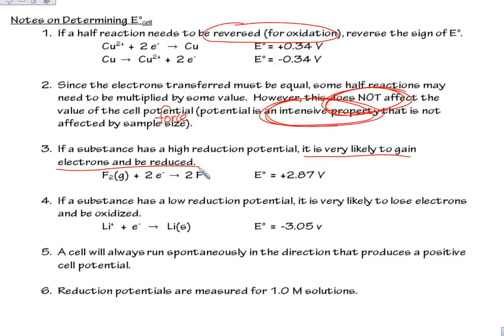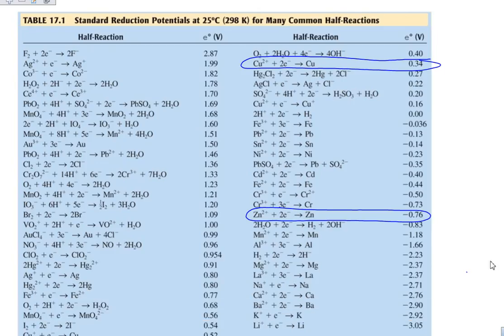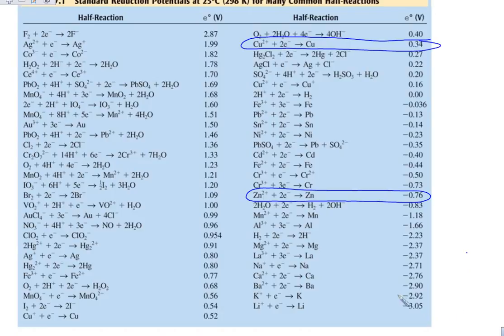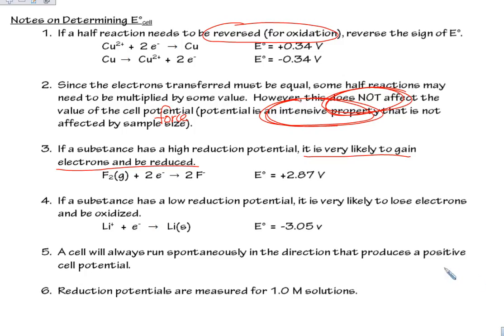However, the opposite is true of something that wants to be oxidized. If you see a pretty low cell potential, or it even becomes negative, like here, the most negative, let's see if this is on the chart. Yep. The lowest cell potential is lithium, -3.05. Well, that means that lithium doesn't want to be reduced. Lithium does not want to gain electrons. In fact, lithium really wants to lose an electron. So now it's more likely that this substance loses electrons and will be oxidized.